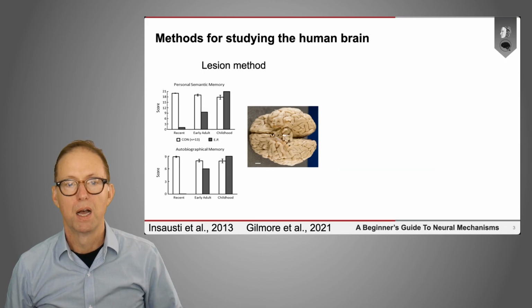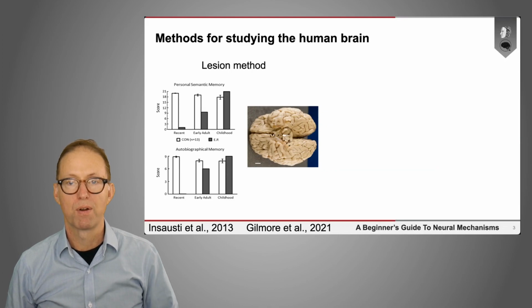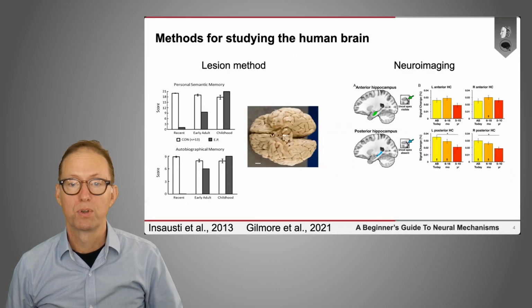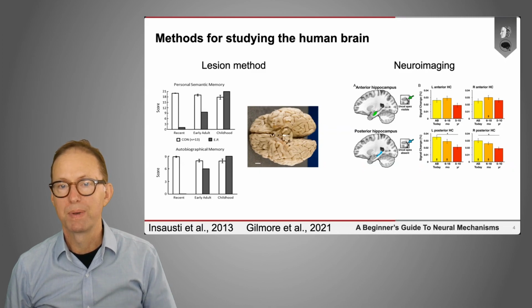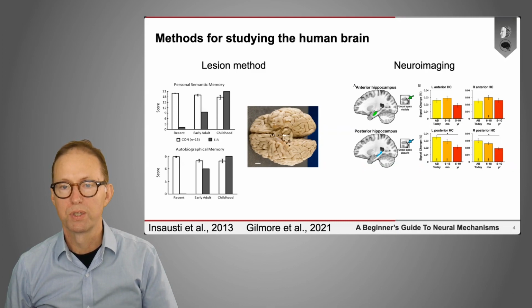This is one example from a particular patient, the patient EP, who suffered from encephalitis that damaged his medial temporal lobes. This is a study showing that EP showed substantial deficits in particular aspects of autobiographical memory. And more recently, neuroimaging has become the most popular technique for studying the human brain. This is an example of data from a paper by Gilmore and colleagues that looked at activity in the hippocampus, the same region that was lesioned in patient EP, when individuals engage in different aspects of autobiographical memory.